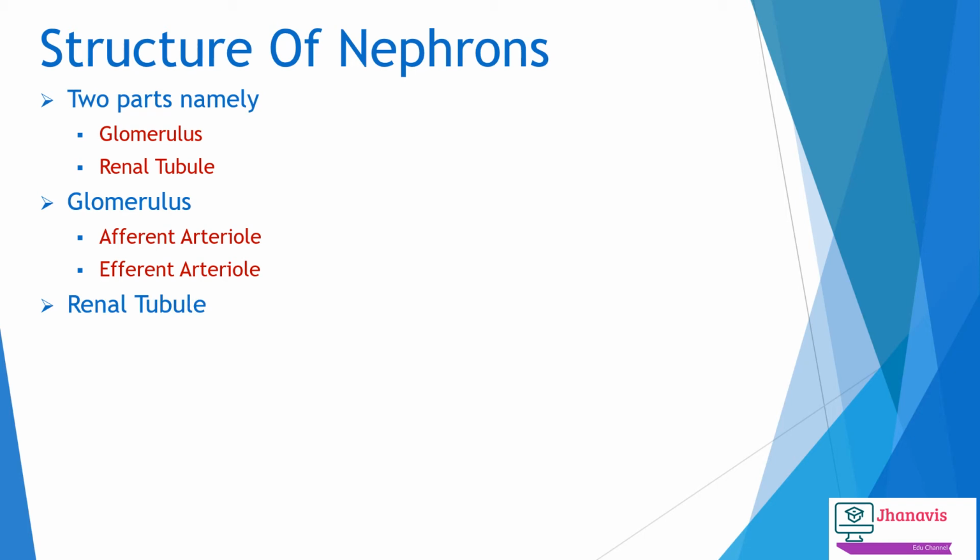The afferent arteriole always carries the oxygenated blood into the kidney, whereas the efferent arteriole always carries the deoxygenated blood from the kidney towards the lungs for its purification, or towards the heart and then towards the lungs for its purification. Next we will talk about the renal tubule. There are two parts, one is the glomerulus and one is the renal tubule. Now we are talking about the renal tubule.